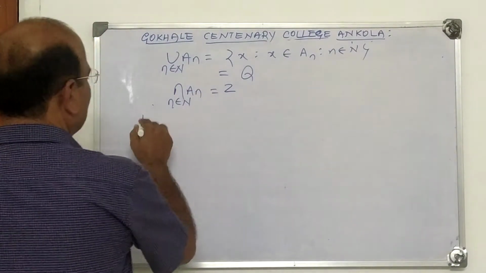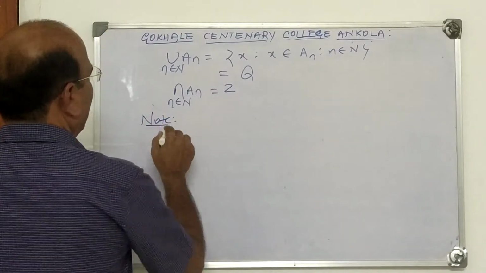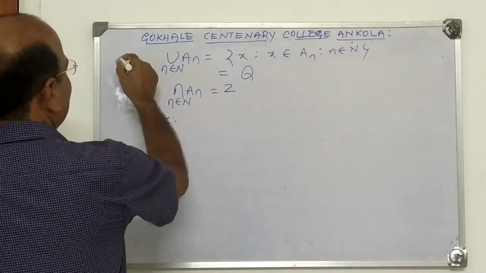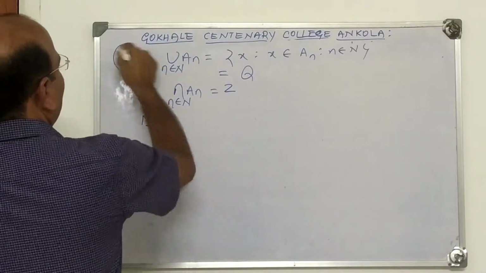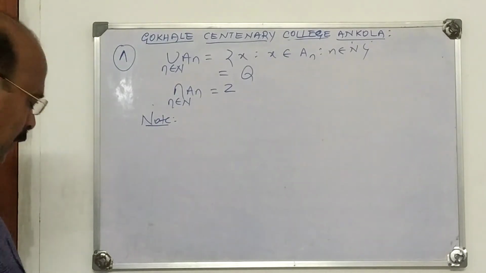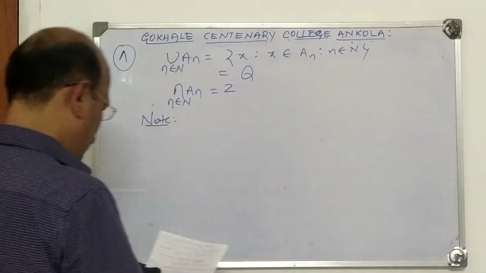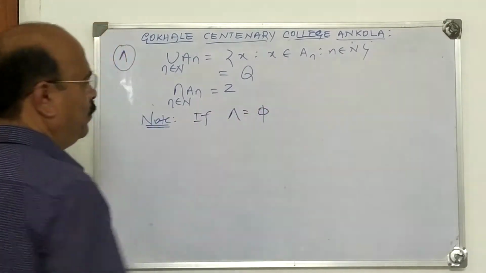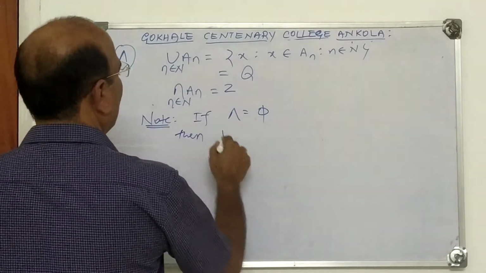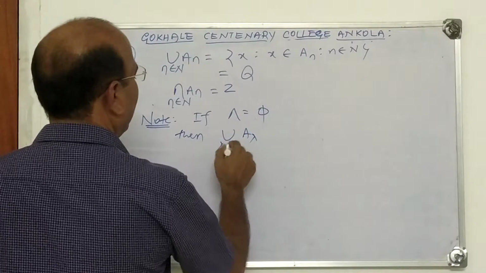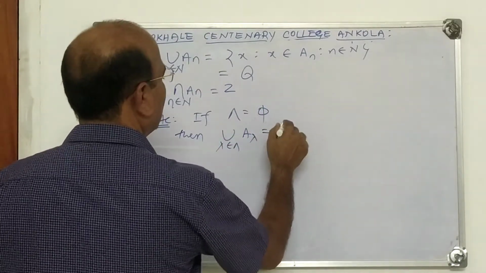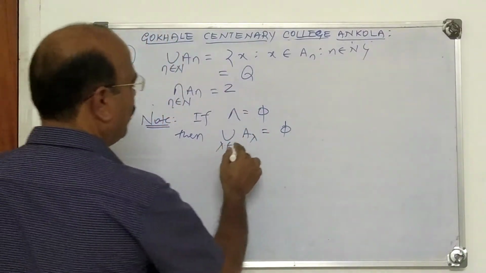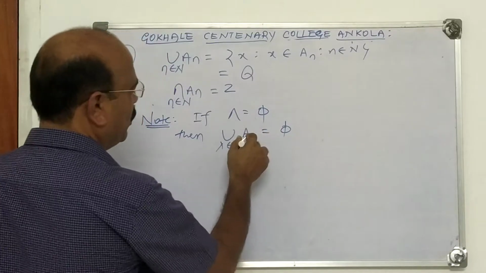Now we consider a particular case. As I told earlier, what is the index set here? The index set may be the empty set also. So the concept is like this. I take this as known. If the index set is empty, then the union of A lambda, lambda belongs to Lambda, is empty. The union of an indexed family of sets is empty.